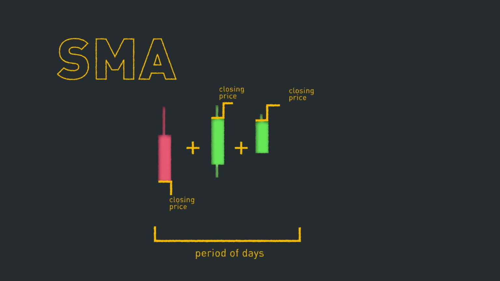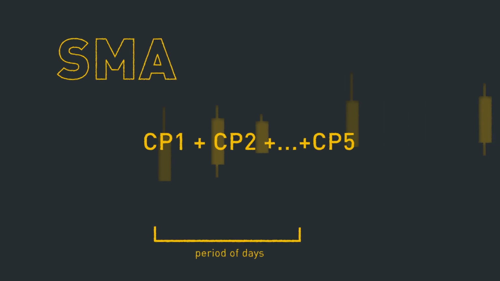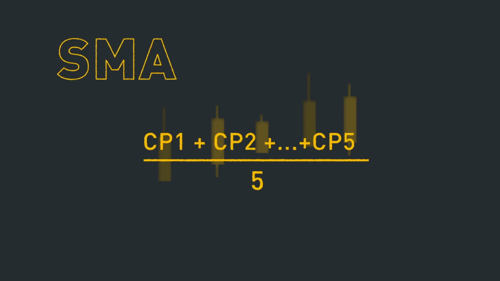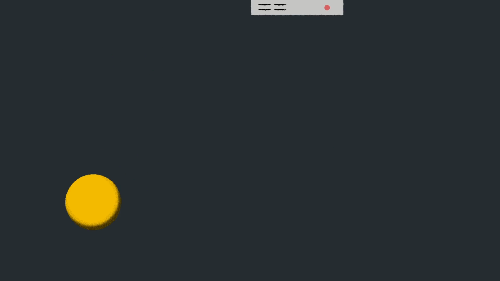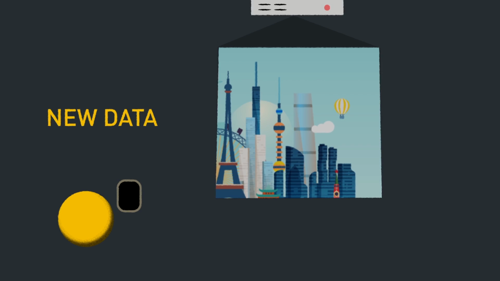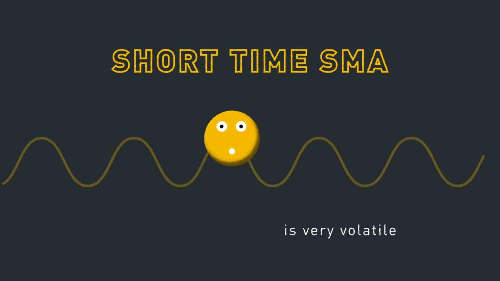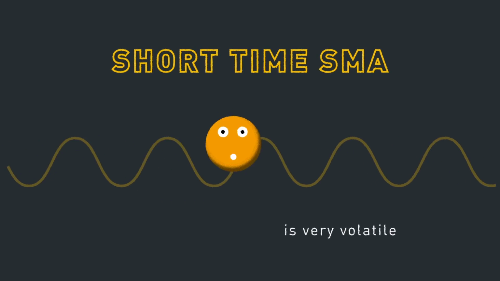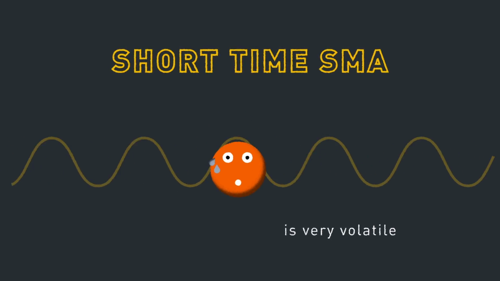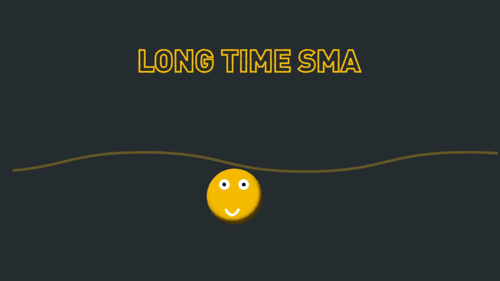For example, for a 5-day SMA, just take the sum of the closing price data over the last 5 days, then divide it by 5. And since it's a moving average, it's constantly updated. Old data is removed when new data becomes available. If your SMA is based on a short time frame, it'll be more volatile, but will closely follow the source data. And if you base your SMA on a long time frame, it displays a smoother moving average.